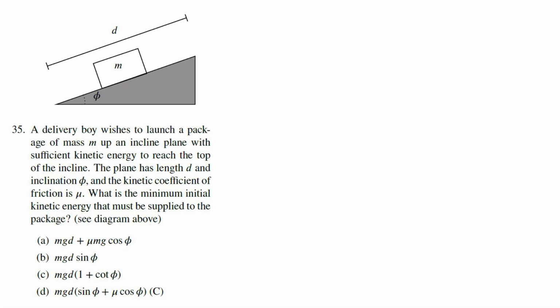So over here, we have a work and energy problem. A delivery boy wishes to launch a package of mass m up an incline with sufficient kinetic energy to reach the top of the incline. The plane has length d and inclination phi and kinetic coefficient mu of friction. What is the minimum initial kinetic energy? Basically, in these types of problems, we're assuming that the block starts at rest and it ends at rest. So what that means is that the net work is 0 because the change in kinetic energy is 0.